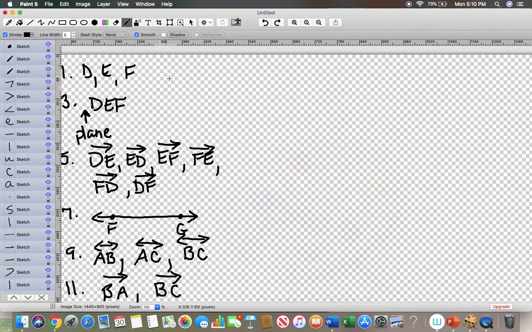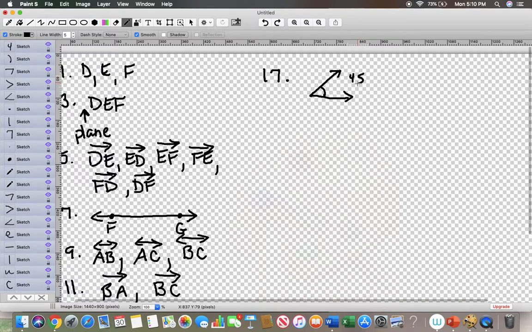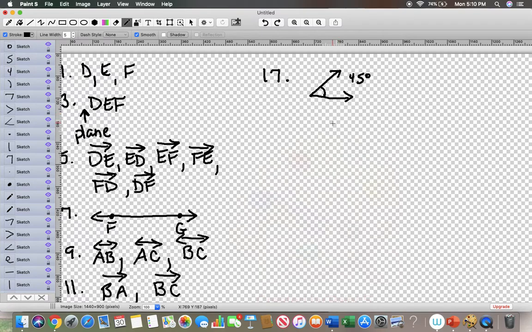Number 17, draw an acute angle and express each angle's measure in proper notation. So I need an acute angle. I just need something that is less than 90 degrees, and then I need to measure this. I would pull out my protractor and I notice, okay, this is a 45-degree angle. That's what they're wanting you to do for numbers 17 through 20.